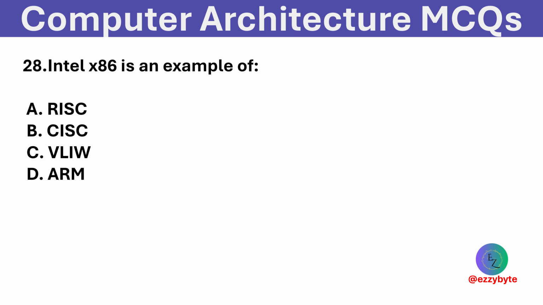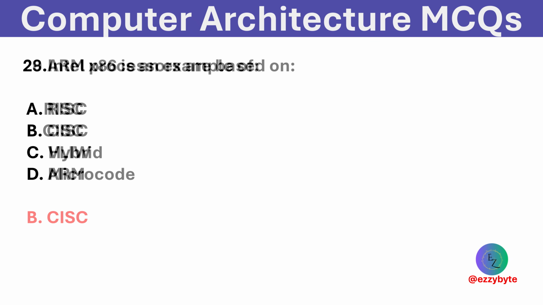Intel x86 is an example of. Options are RISC, CISC, VLIW, and ARM. Option B is correct. x86 CPUs use CISC design for compatibility and powerful features.